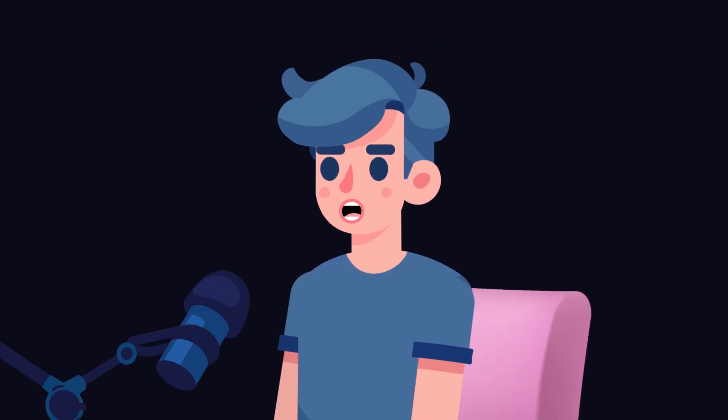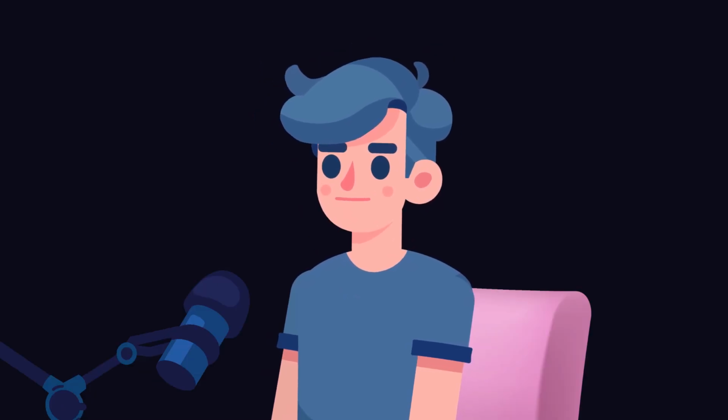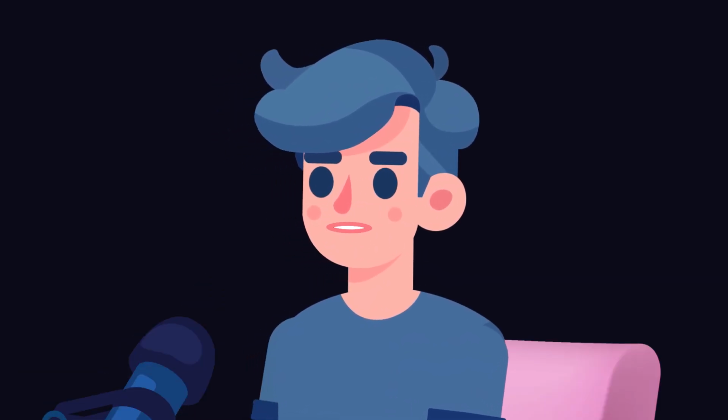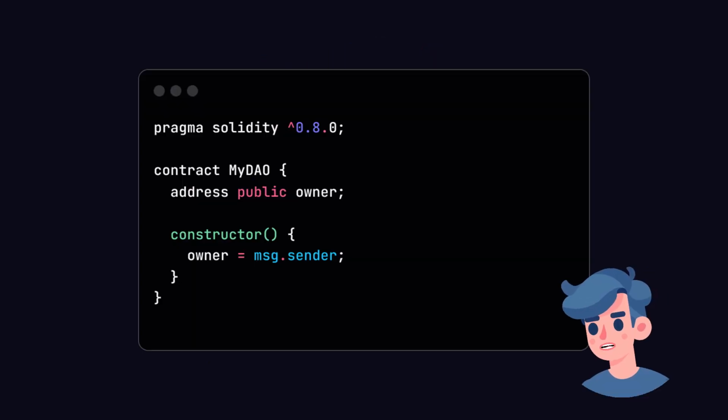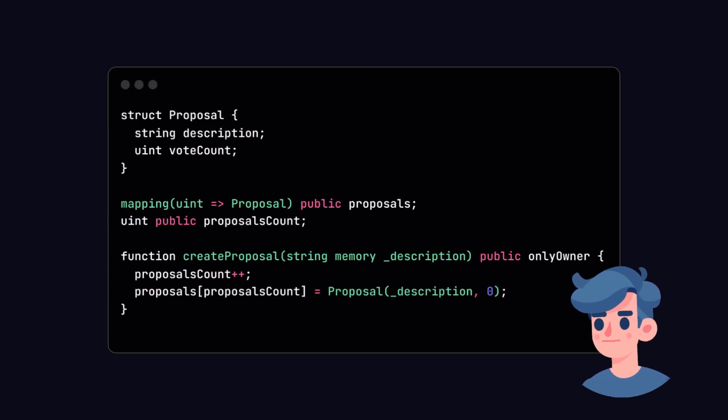Now let's create a new smart contract for our DAO. In the contracts folder, create a new file named mydao.sol. We will be using Solidity, the programming language for Ethereum smart contracts. Let's start by writing a basic structure for our DAO. We will define the contract, its owner, and some basic functionality. Now, we've defined an owner for our DAO, which is the address that deploys the contract.